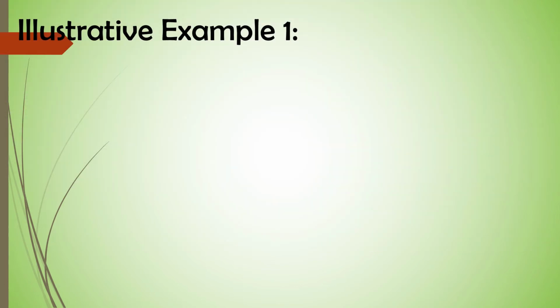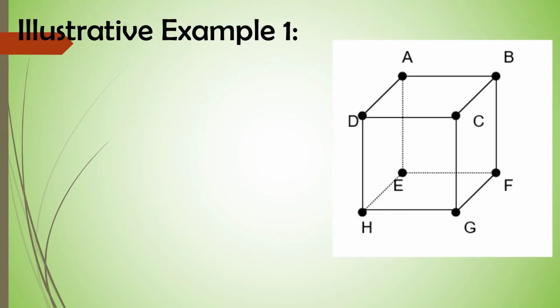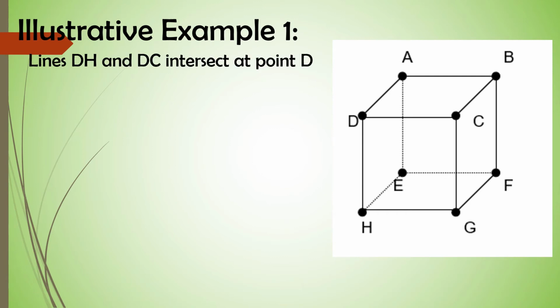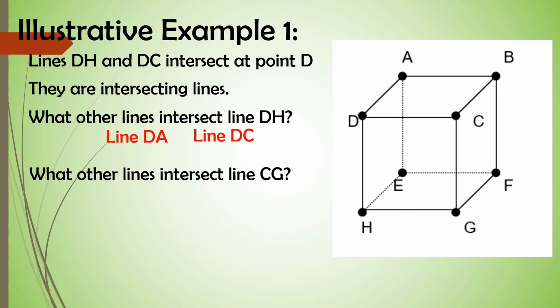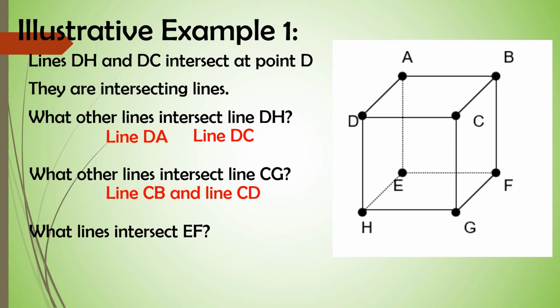Let us have some examples. From the figure at the right, we can say that lines DH and DC intersect at point D. They are examples of intersecting lines. What other lines intersect line DH? These are the lines DA and DC. What other lines intersect line CG? These are the lines CB and CD. And what lines intersect EF? These are the lines EH and EA.